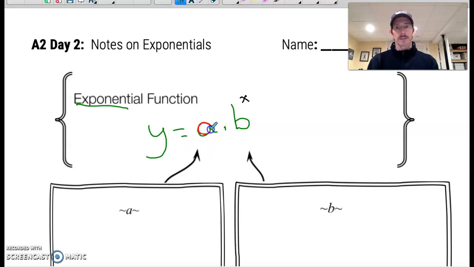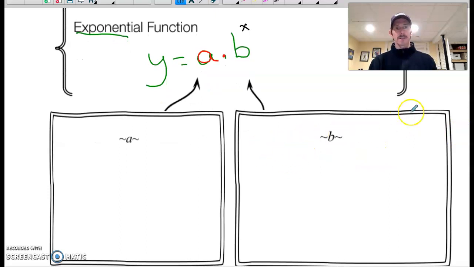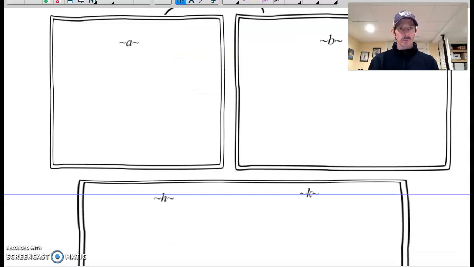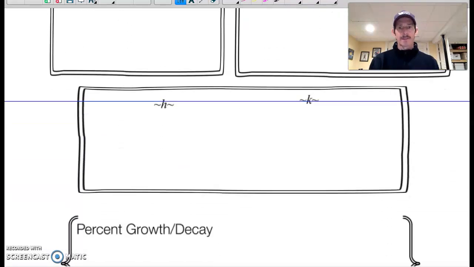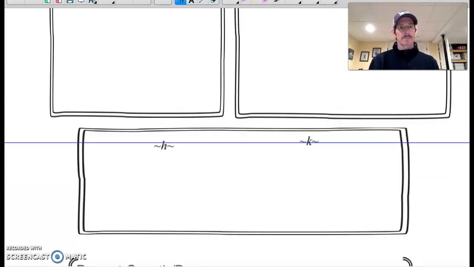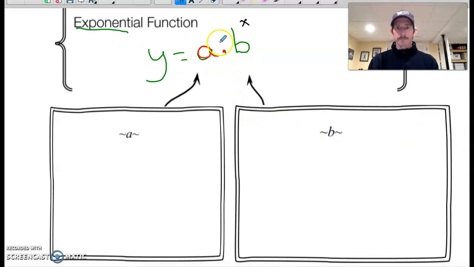So I'm going to change the color on this just so we see different colors. So A, and then again, that's times B to the x. And we're going to talk about today only what A and B do to this function, and that's it. You'll notice on your notes down here, we have an h and a k, which we've encountered before, and they're going to be very similar. They're going to be shifts, right and left, up and down. And we have a little place to talk about specifically growth and decay, and in those terms, what A and B happen to do.